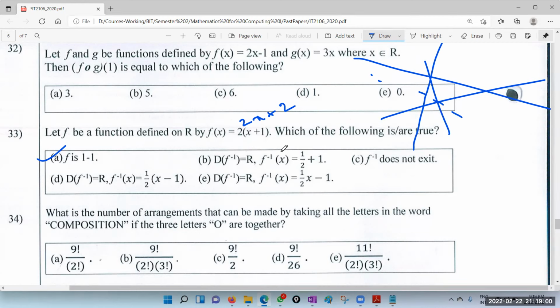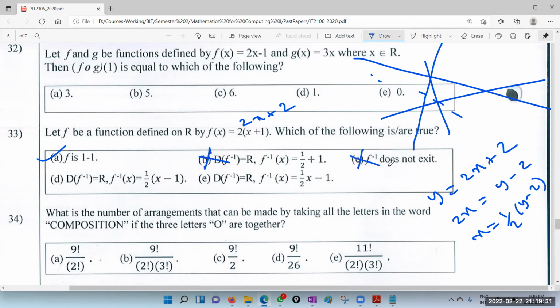f inverse x is, let's find it, y equal 2x plus 2 means 2x equal y minus 2, x equal half y minus 2. Then I can swap x and y. So f inverse x is, it says, half plus 1. No, it can't be half plus 1. It must be half x minus 2. Okay, so this is wrong. f inverse does not exist. No, f inverse exists because straight lines, f inverse exists. Right? It's a mirror image.